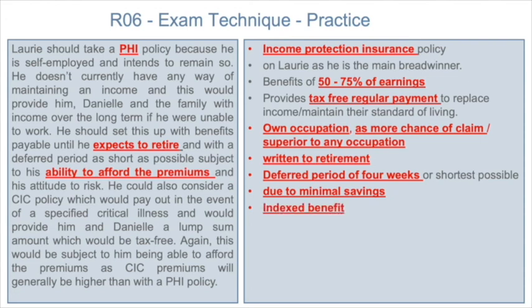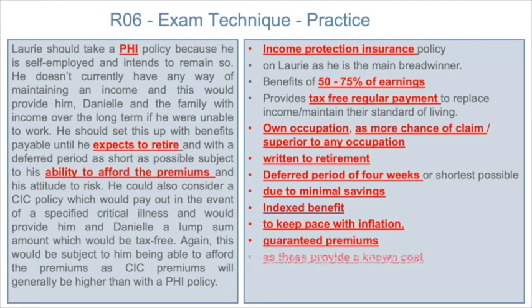Indexation of benefit also needs to be there, so another mark, in order to keep pace with inflation. So a classic justification there. And guaranteed premiums rather than reviewable, because these provide a known cost. Again, reviewable premiums could have been recommended here, and the justification would have been to keep the cost down lower in the first 5 years of the plan. So if you top that up, the candidate here got the maximum marks available, so 12 marks awarded.